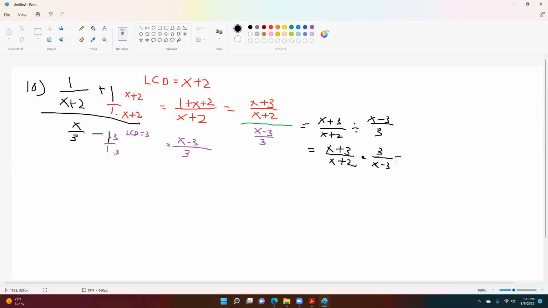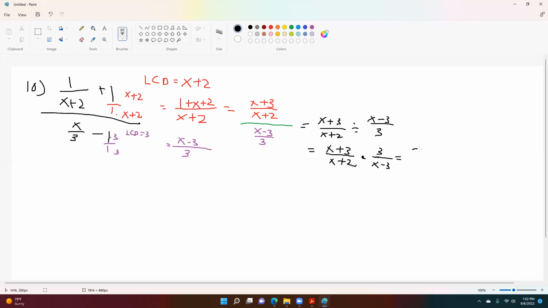And now you look at if you can factor this. Unfortunately, x plus 3 cannot be factored because you don't see any square or cube, and there's no GCF. X plus 2 also cannot be factored because there is no squaring here and there's no GCF. 3 cannot be factored because it's a prime, and x minus 3 is not factored. So none of this is factorable. If they're not factorable, then let's see if we can cancel them. Unfortunately, we cannot cancel them because this is x plus 3, this is x minus 2. They are not the same.